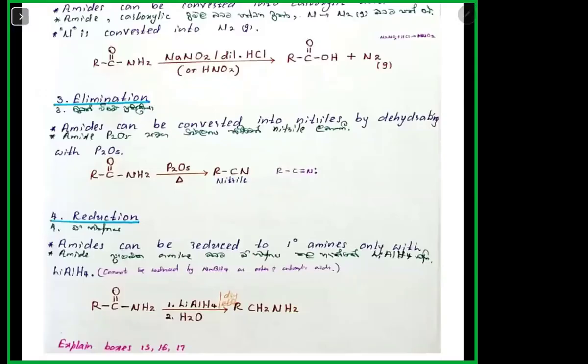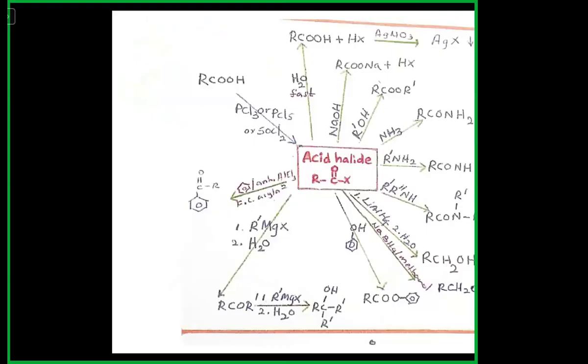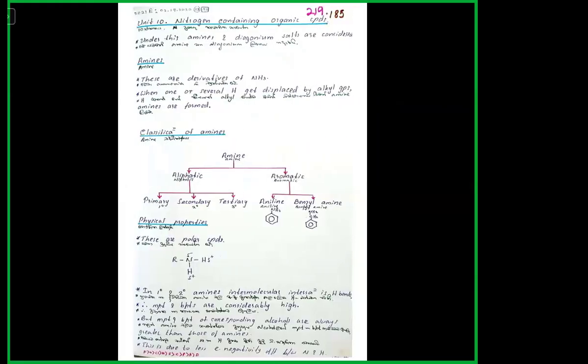With P2O5, they are making nitriles. Reduction, only with lithium aluminum hydride, they can reduce. Amides can reduce to primary amines. Finish. There's more to go.